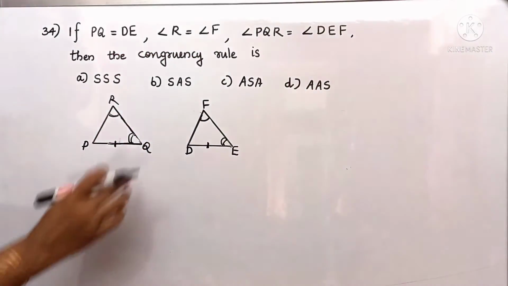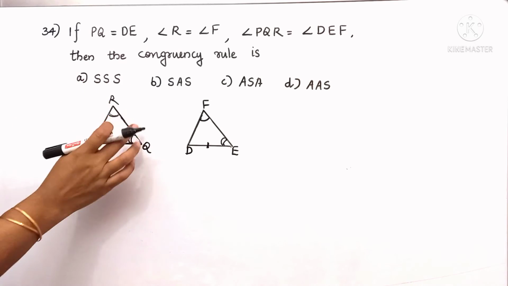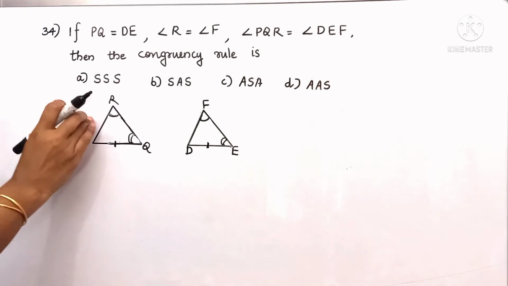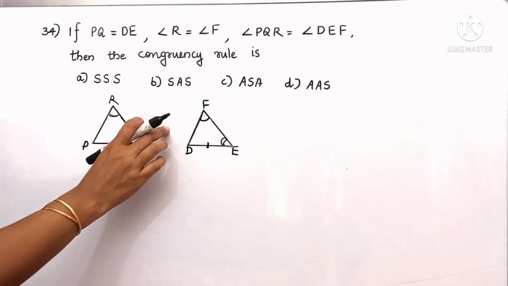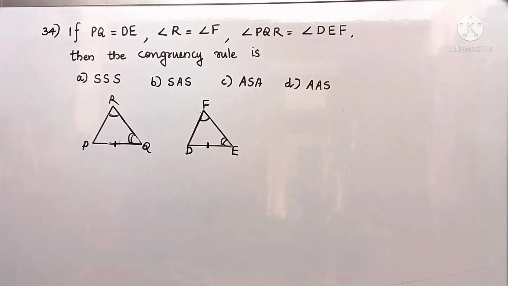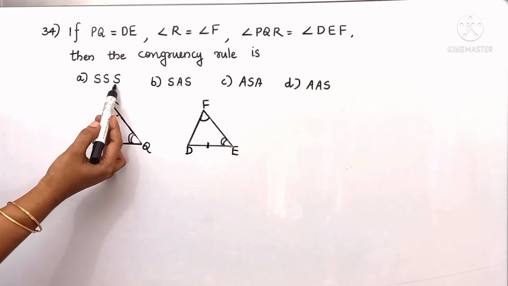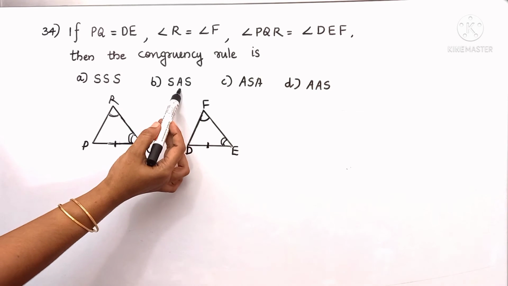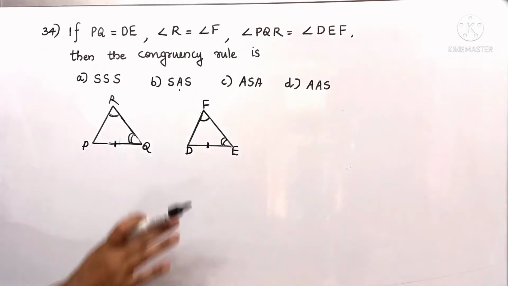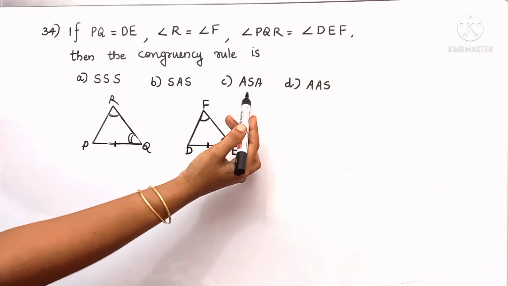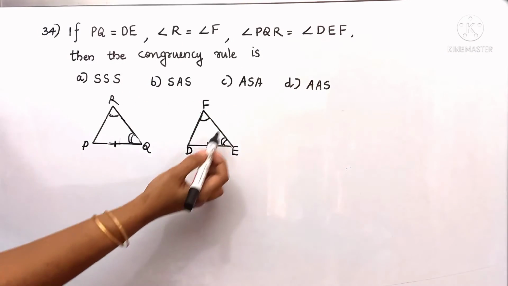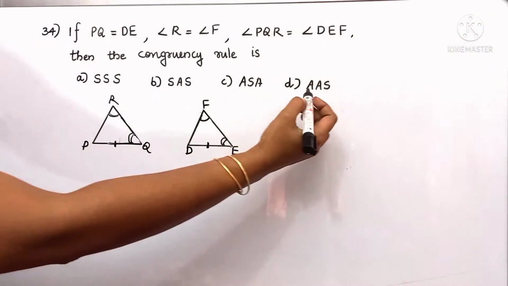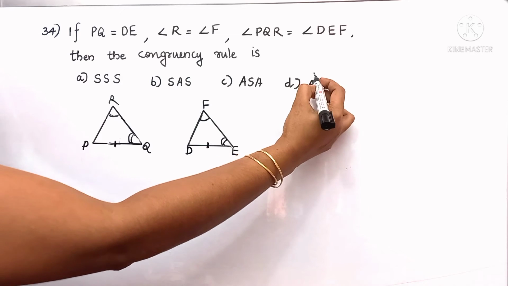SSS we know. SSS means three sides of a triangle are equal to the corresponding three sides of another triangle. Then it is the SSS congruence rule. SAS, the angle should come in the middle. The included angle should be there. Here it is not, so we can avoid that one. And ASA also, the side should come in between the two given angles. That is also wrong here. Then which is the next one? AAS criteria.